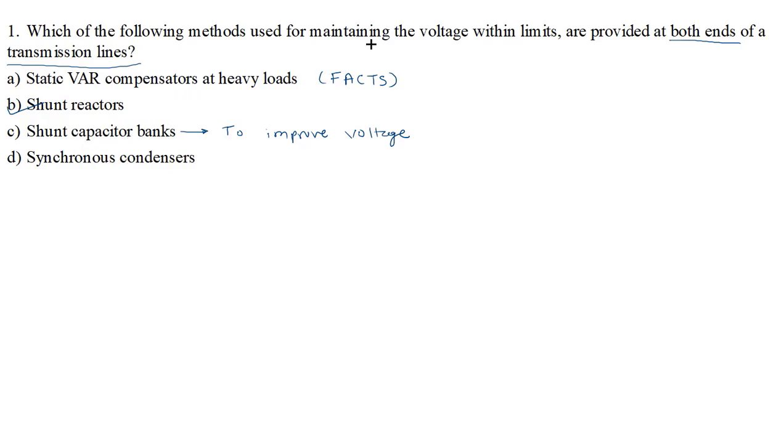But in general, for all the EHV transmission lines, at both ends there is a presence of shunt reactors in order to reduce the Ferranti effect. Ferranti effect is a phenomenon in which the voltage at the receiving end is more than the voltage at the sending end due to the presence of shunt capacitance.